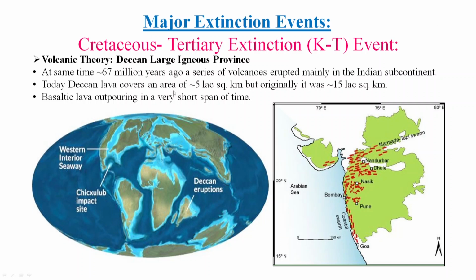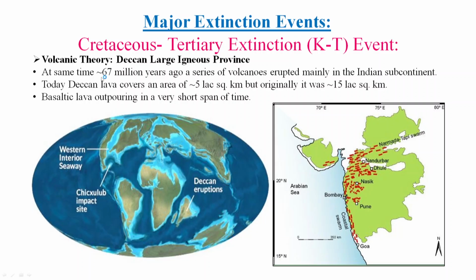Today the Deccan Trap basalt covers an area of 5 lakh square kilometers, but it is believed that it was originally more than 15 lakh square kilometers. With millions of years of denudation processes, it has reduced to what we can now see in its exposures. So the basaltic lava outpouring in a very short span of time might also have led to extinction, and this volcanic theory is very similar to the volcanic theory that was proposed with respect to the Permo-Triassic extinction. So apart from the asteroid or meteoritic impact theory, this volcanic theory is also proposed by a few groups.